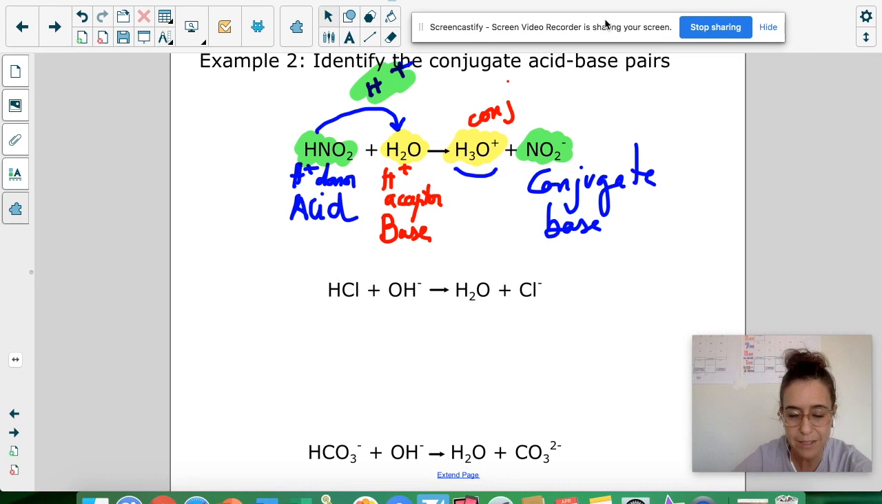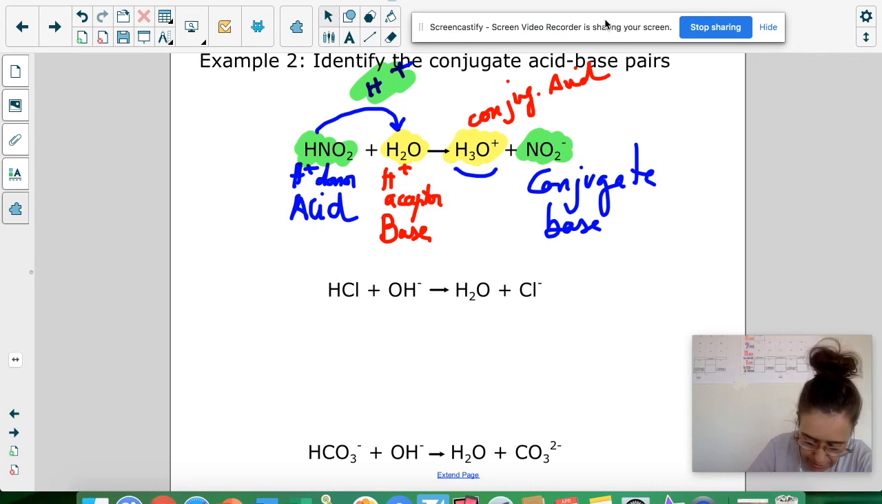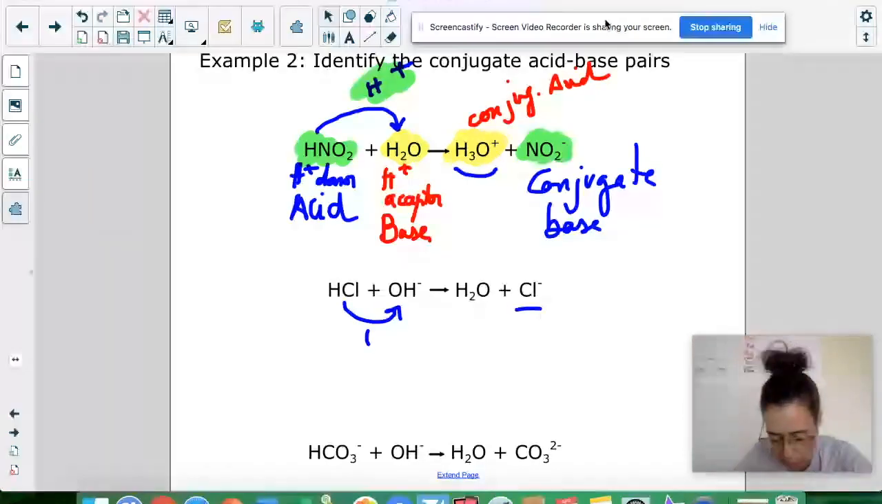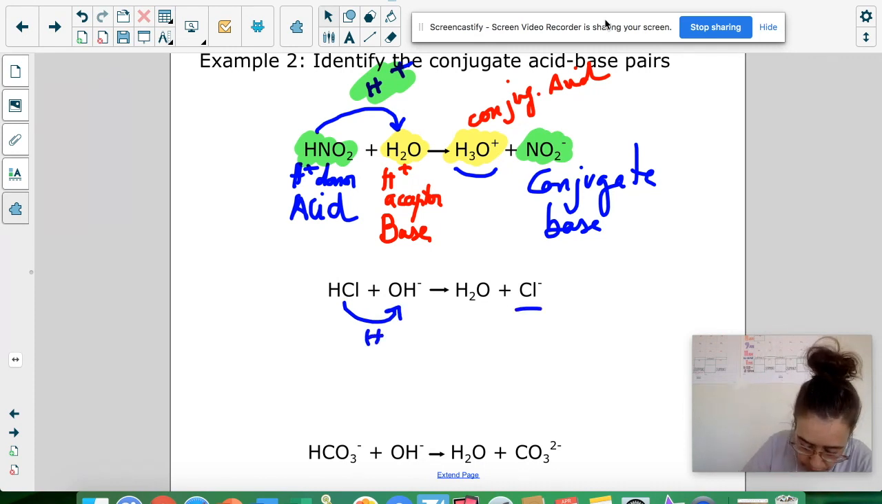Next example, we have HCl and OH negative, and then that turns into H2O and Cl negative. So what has happened here? What you can see is that we have the Cl negative at the end, right? So the Cl negative at the end means that the HCl has given the proton to the OH. So the proton has been given from the HCl to the OH. So the proton donor is going to be the acid. So the HCl will be the acid in this case.